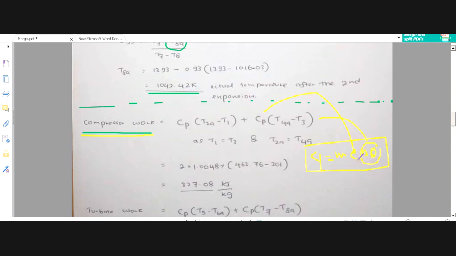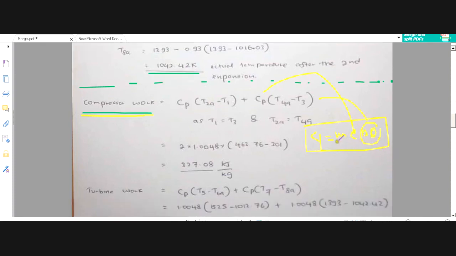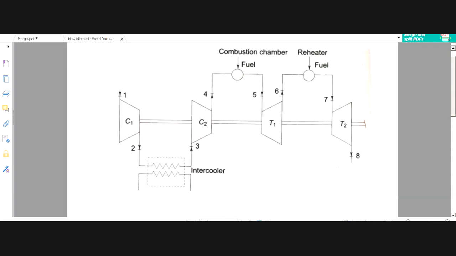Then sometimes you might have a doubt: what has happened to this m? In this case m is actually 1 kilogram, and the reason is, I will go to the input diagram again. See, this is where we get the input. I think the color is not clear. This is the first compressor, and the input to the first compressor is air. Here we consider an input of 1 kilogram of air. That is the scenario.